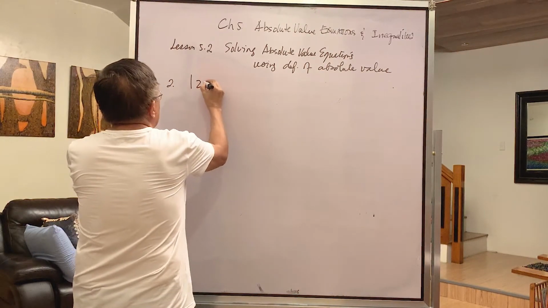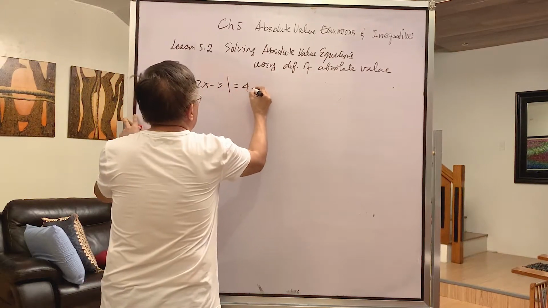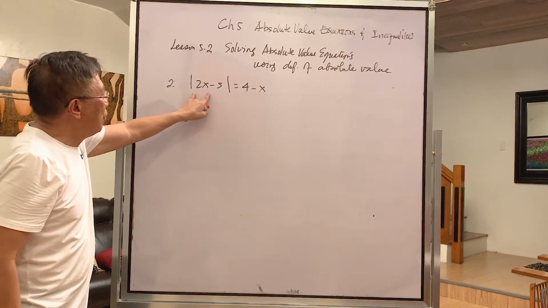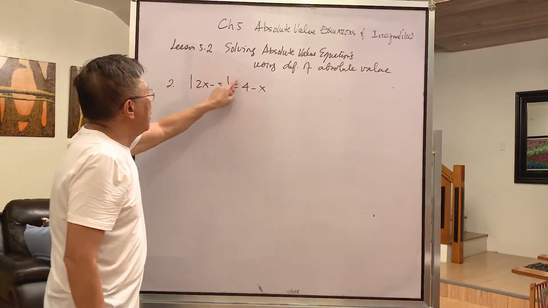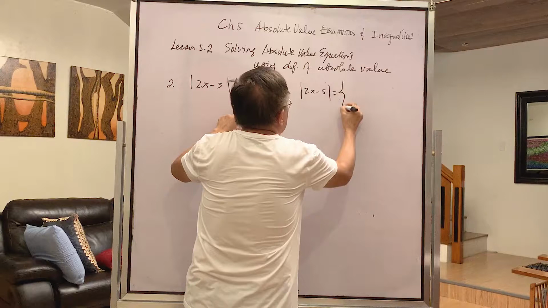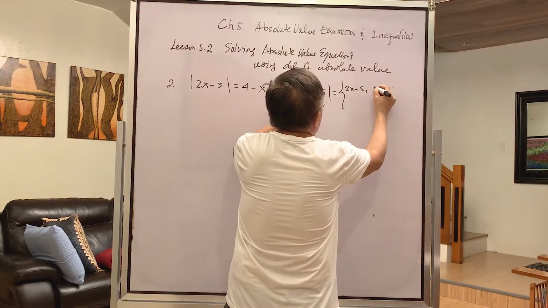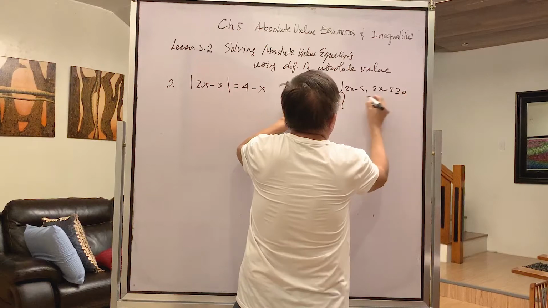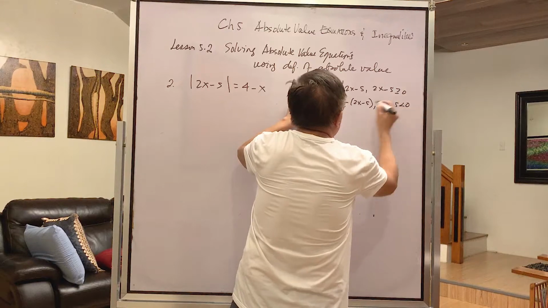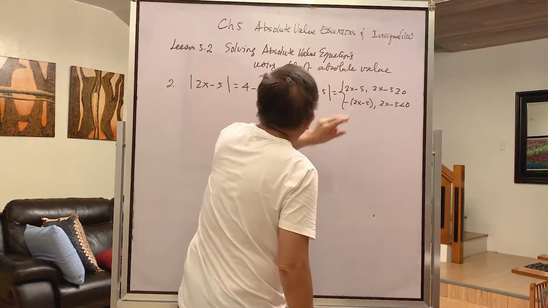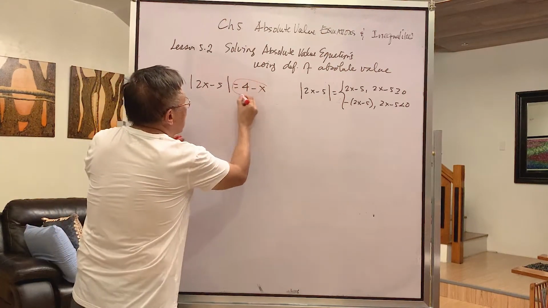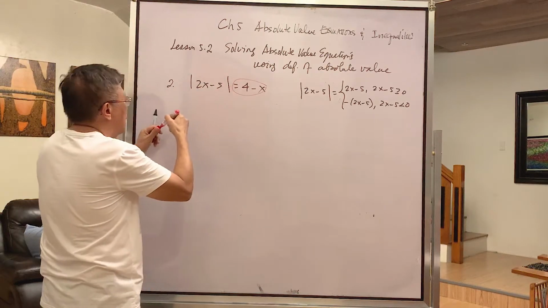Suppose we have this: absolute value of 2x minus 5 equals 4 minus x. Again, we will redefine this expression as what? 2x minus 5 equals itself if the number is greater than or equal to 0, or the negative of itself if this number here is less than 0. So this will be our case 1 and that one our case 2. Remember, this one is not touched. Only this one is being redefined.